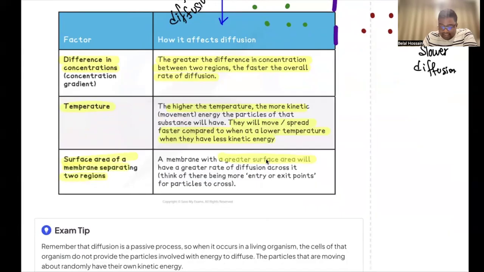Greater the surface area, greater the rate of diffusion across it. So surface area of a cell membrane gives entry and exit points. I'll give you an example. Two cells represented side by side. This is one cell, nucleus inside. The next cell looks like this.